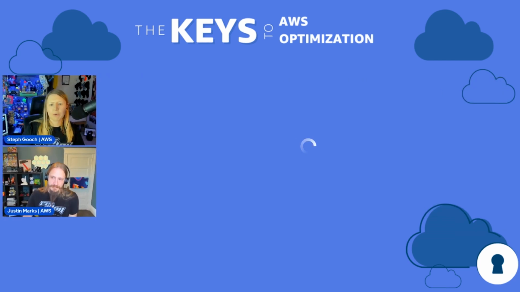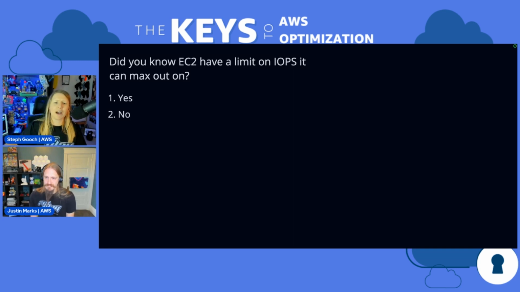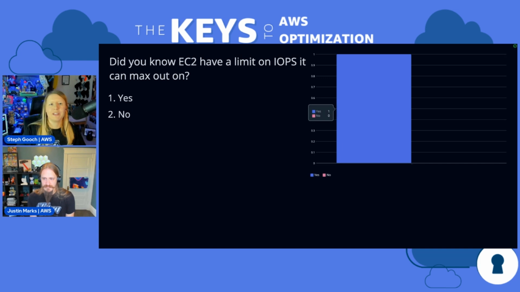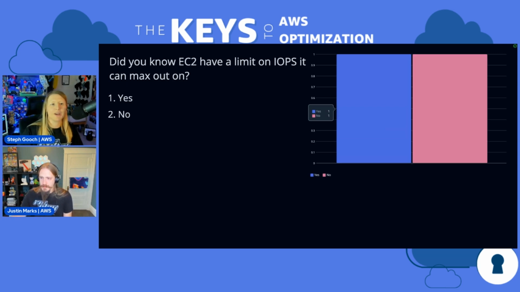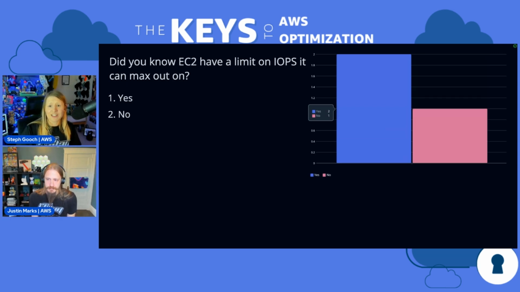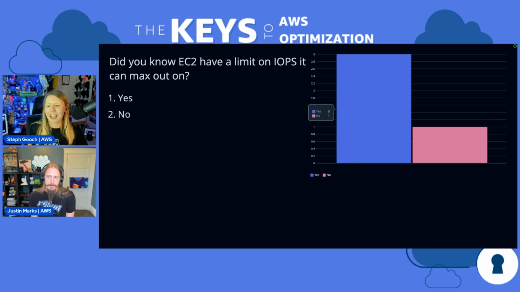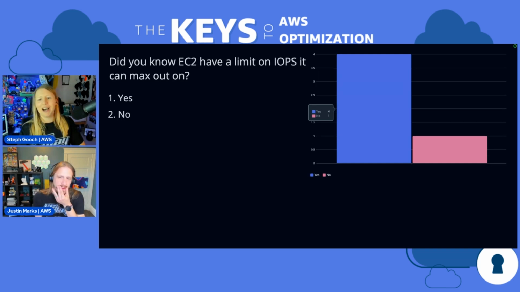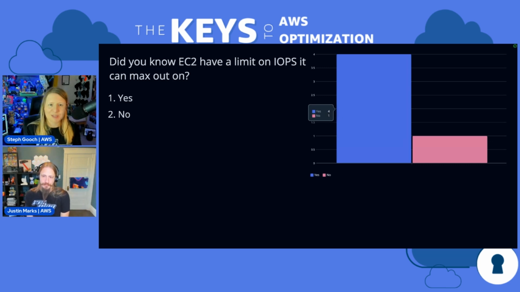Yeah. And quick poll, guys. Did you know that EC2 has a limit of IOPS it can max out on? Because I definitely did not know this. So 1 for yes, 2 for no, if you did or didn't know it. I had no idea that this was a thing, and it wasn't until we started discussing it that I mentioned it to Andy, who was on last week, and they were like, yeah, and I was like, how did I not know this? So I feel like I'm in the minority as shown by the graph. Some people did, some people didn't. So hopefully from today's episode you will learn a little bit about it.